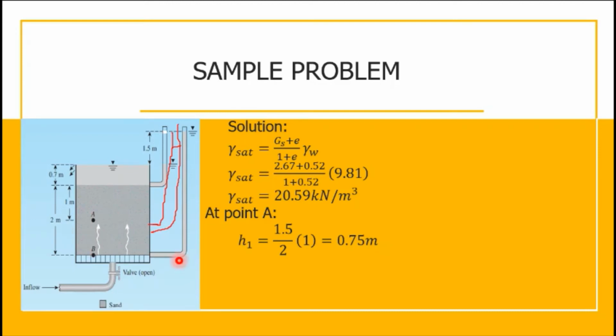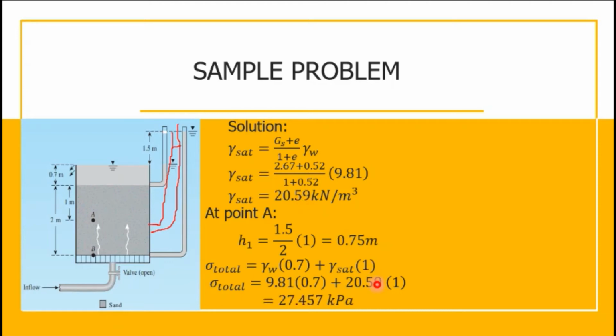So the total stress will be equal to the unit weight of water multiplied by 0.7 plus the saturated unit weight of the soil multiplied by 1. Therefore, 9.81 multiplied by 0.7 plus, substituting the saturated unit weight, 20.59, we get the total stress at point A, which is equal to 27.457 kPa or kilonewton per square meter.